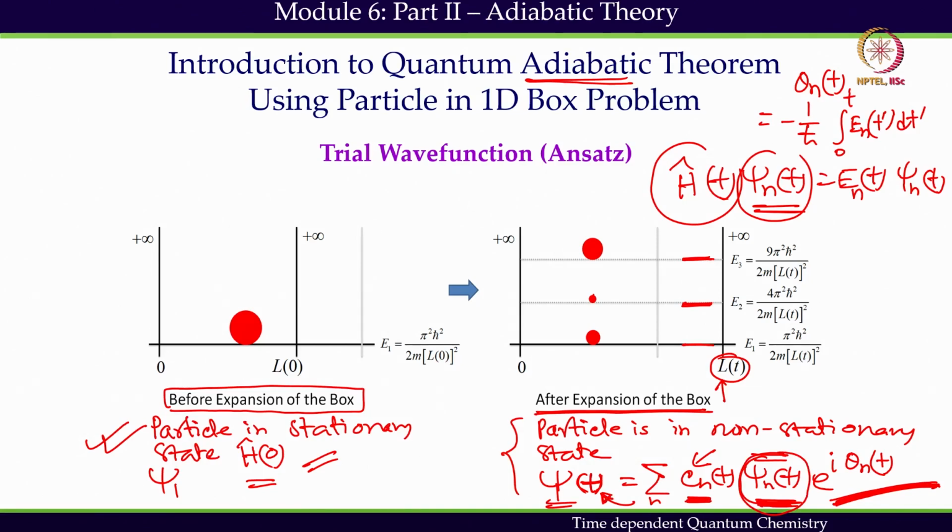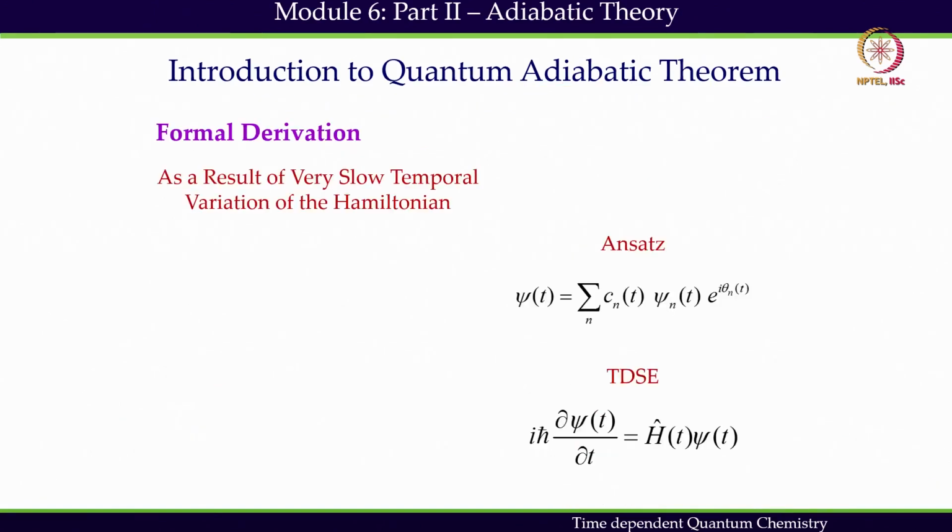So what we need to do now, as usual for any Schrodinger way of solving the problem, is to insert this into the TDSE to get the unknown C_n, to find out the population each state is contributing, how much each state is contributing to the non-stationary state of the particle. That's exactly what we are going to do right now. For the subsequent mathematical derivation, we will write down a few things.